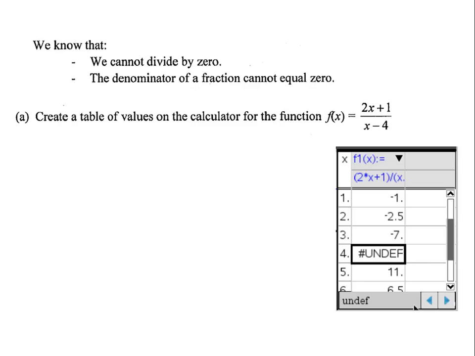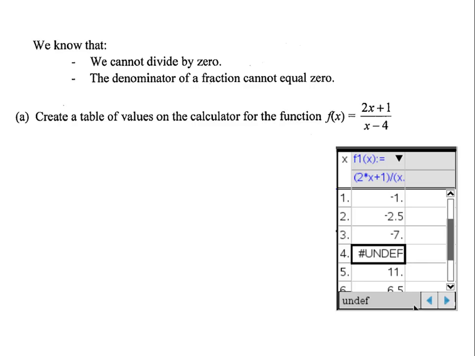When I put a 1 into the function, I get out a negative 1. So whenever I plug 1 in for my x's, the result is negative 1. If I plug a 2 into the x's, the result is negative 2.5. If I put a 3 in, the result is negative 7. I'm simply plugging numbers in and finding out what the result is.